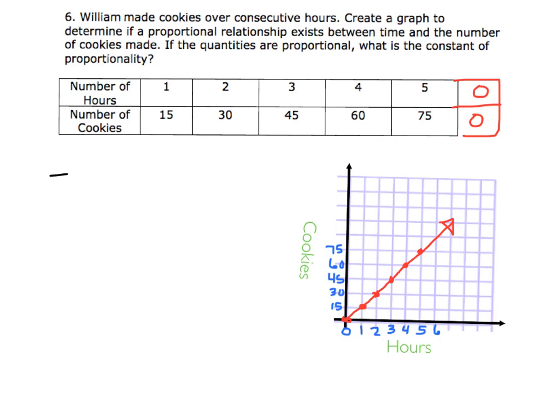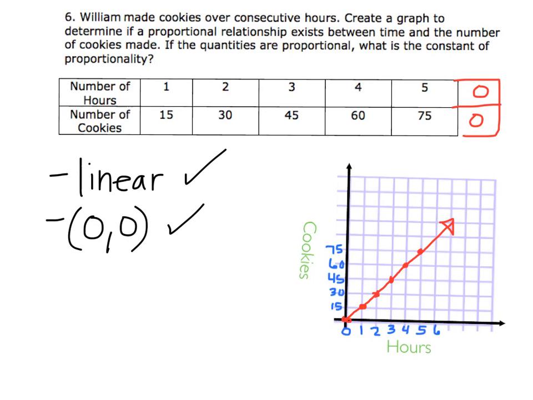Well, first thing I notice, well, it's linear. So that kind of makes it proportional. Second thing I notice, it goes through 0, 0. So that makes it proportional. Third thing is there a unit rate? Is it consistently going up by the same amount?